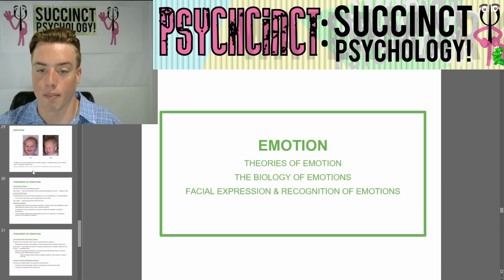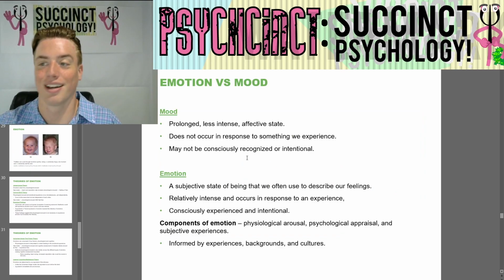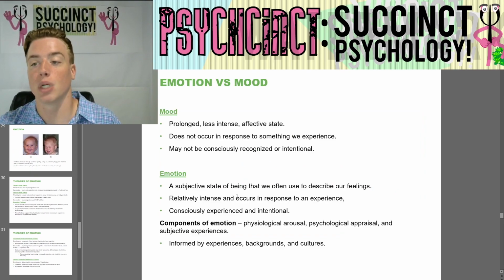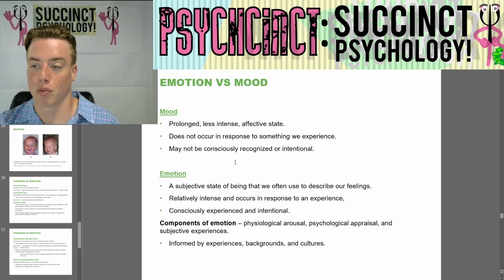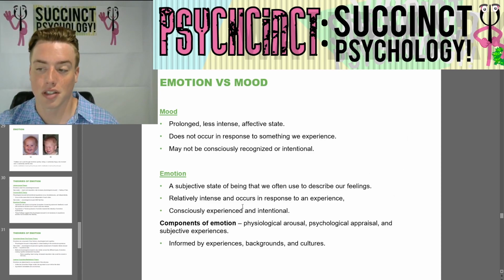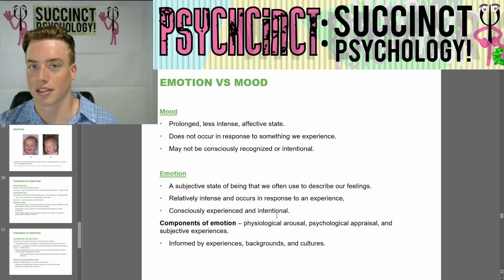Going on, we have emotion. Always fun. Emotion versus mood. So mood is a prolonged, less intense affective state. It does not occur in response to something we experience and may not be consciously recognized or intentional. Now, emotion is a subjective state of being that we often use to describe our feelings. So if you're feeling mad, sad, happy, it is relatively intense and occurs in response to an experience. So you see a really sad movie, you're going to be emotionally sad. So it is consciously experienced and intentional.